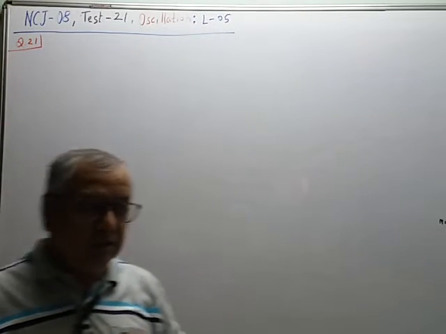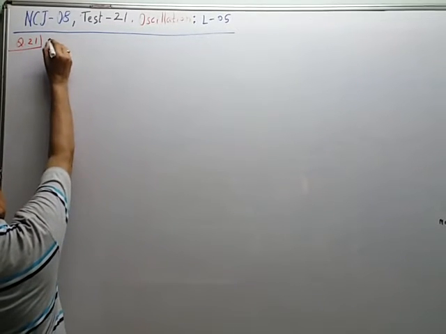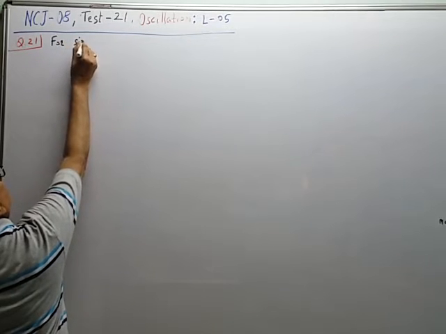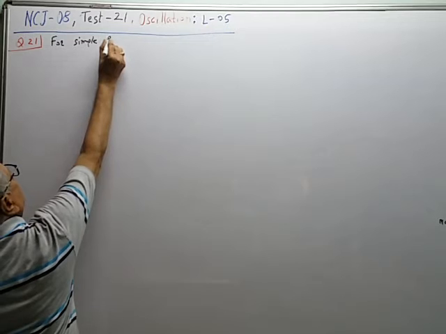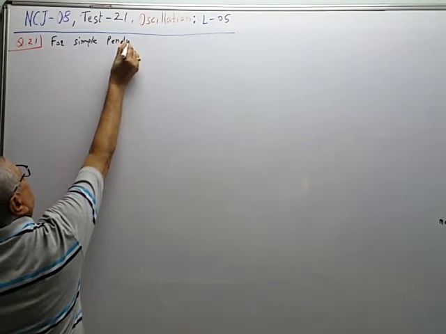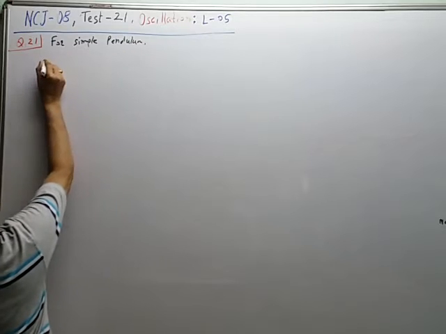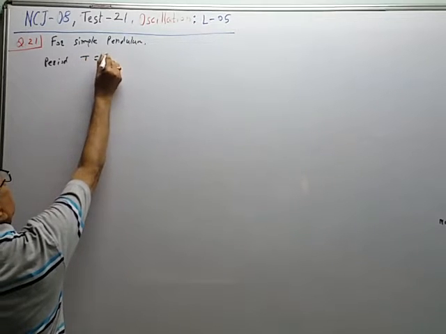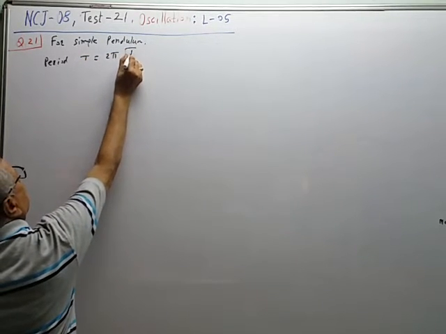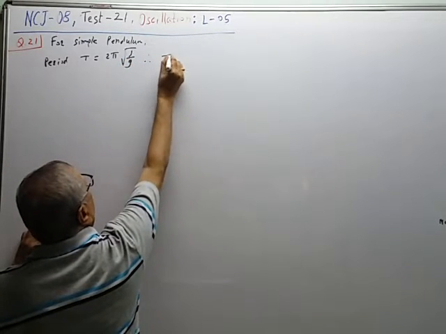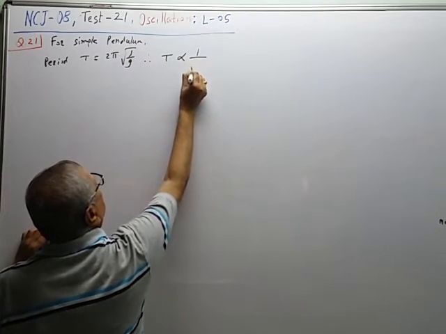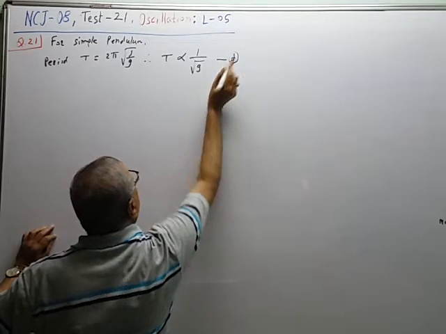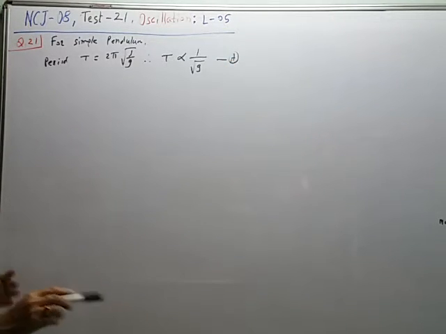So the situation is like this, sir. For a simple pendulum, period capital T is equal to 2 pi multiplied by under root L by G. Therefore, T is inversely proportional to square root of G. So, this is the property that we have to use in our problem.